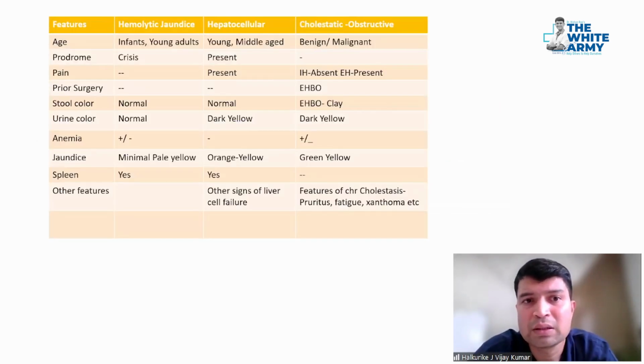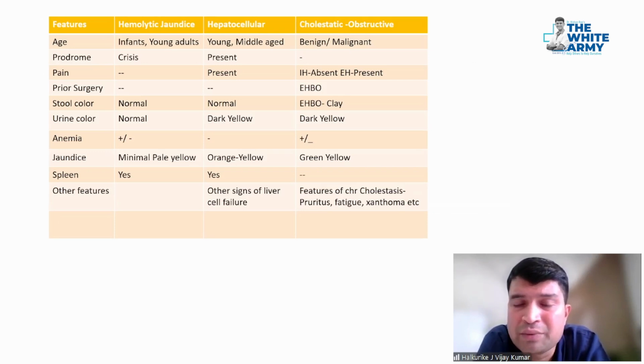So, some of the summarizing points: in case of hemolytic jaundice, how to differentiate from hepatocellular and obstructive jaundice. Hemolytic jaundice is often seen in infants with hemolytic disorders and young adults. Hepatocellular jaundice can be seen at any age, but most often in young and middle-aged patients. Cholestatic or obstructive jaundice is seen in different age groups because it depends on the cause. Benign causes, like post-surgical stricture, occur in the younger age group; malignancy comes in old age.